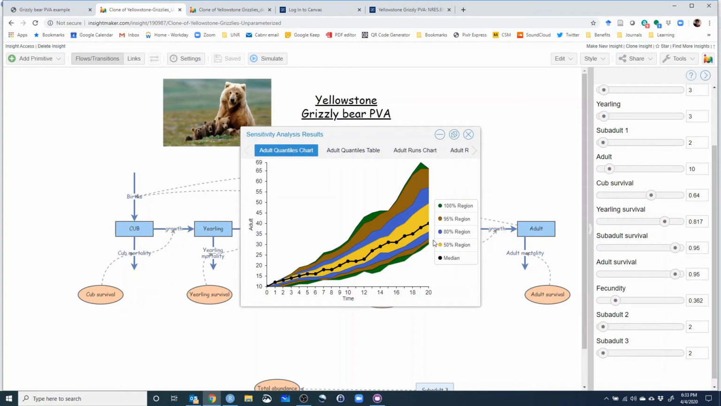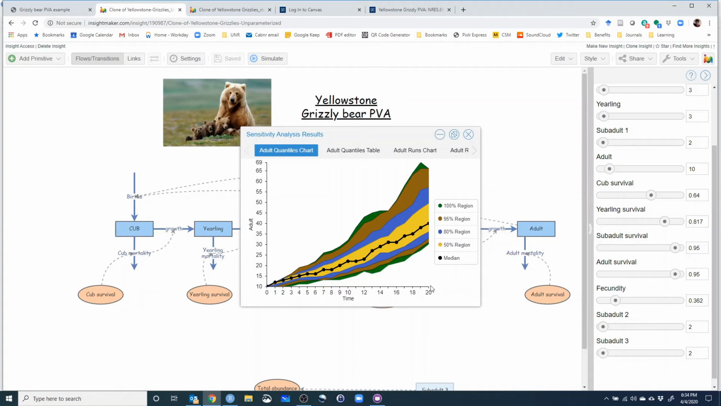So the first thing to think about is, is this model realistic? Does it make sense based on what we actually know? Basically the year zero in this case represents 1983. That's the initial year that we have data for. In 1983, we know there were approximately 10 adults around in the Yellowstone population, reproductive adult females. So that's realistic. Obviously, we set it to be realistic.